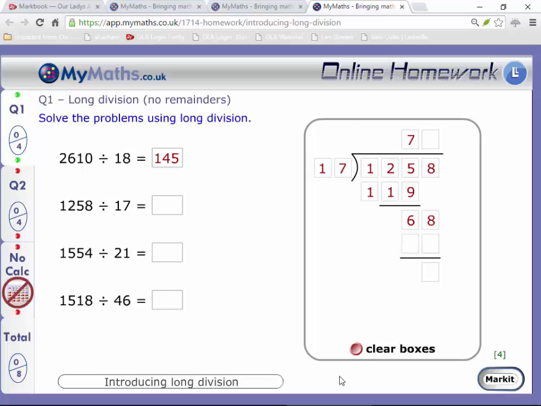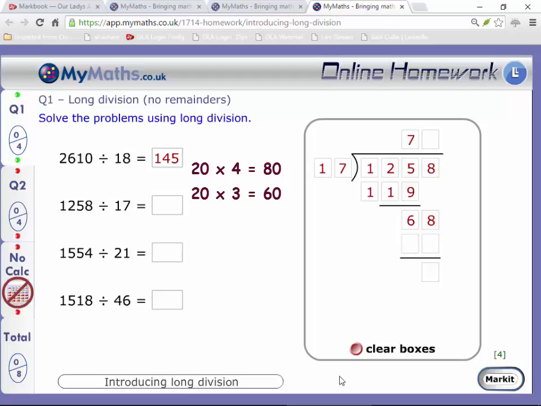I want 17 into 68. Now remember, 17 is close to 20. So 4 times 20 would be 80. That's a bit big. 3 times 20 is 60. So it's either 3 or 4. The clue is that if you multiply the second number here, the 7, by whatever number you're thinking of, 3 or 4, you should get an 8 as part of the answer.